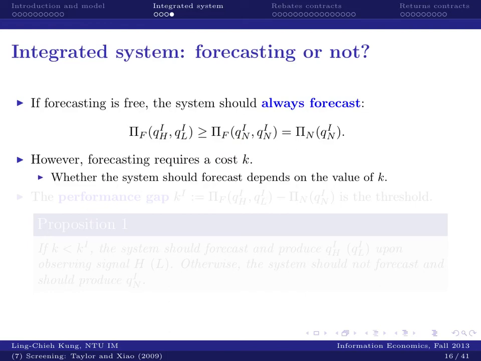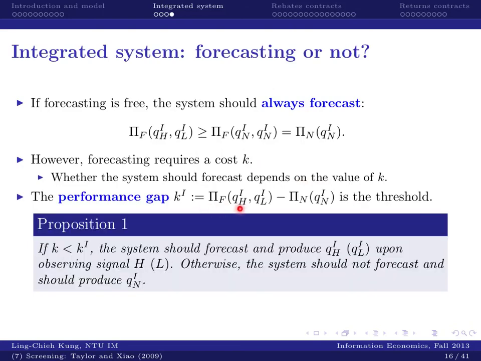Okay, however, the bad news is that forecasting is not free. So whether the system should forecast or not depends on the value of the cost. Naturally, we define the gap between the profit under forecasting and the profit under no forecasting. We define the difference as Ki, and Ki provides a threshold for us to determine whether to forecast or not. If the cost is so low, the system should forecast. Okay, it's economic to do that and produce QHI or QLI according to the information.